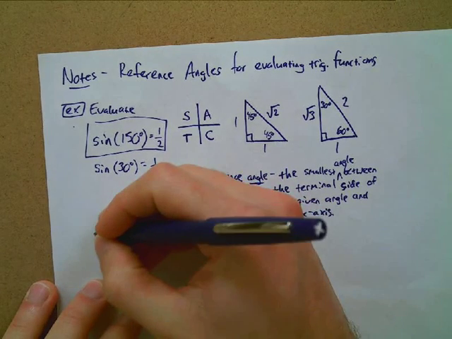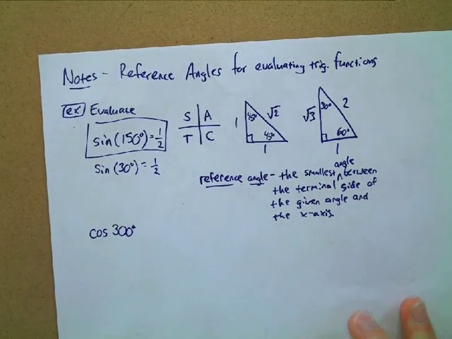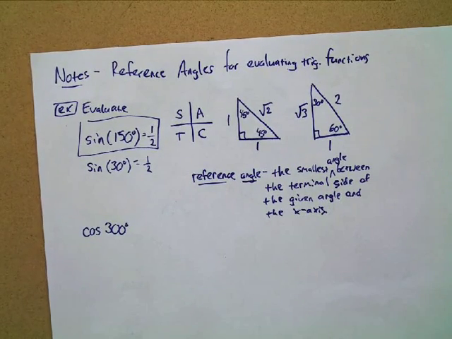Oh, and by the way, one last thing. On your quiz on Monday, you could have a question just like this. Sine of 150, what is it? And that's what you have to evaluate. You come up with the fact that it's 1/2.